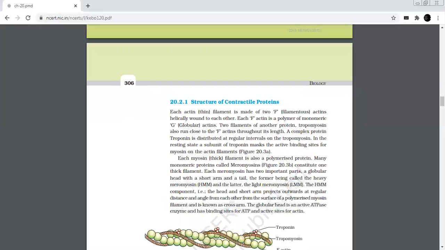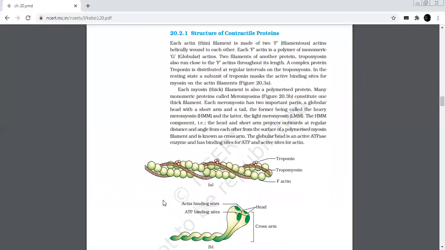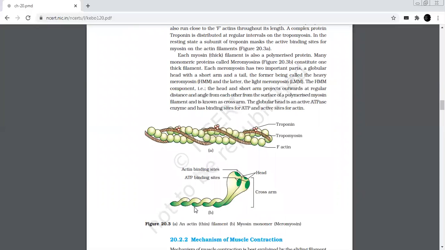Let us talk about the structure of protein. The thick myofilaments are formed by myosin protein. The thin myofilaments are formed by three types of protein called actin, tropomyosin and troponin. These four proteins are collectively called contractile proteins.